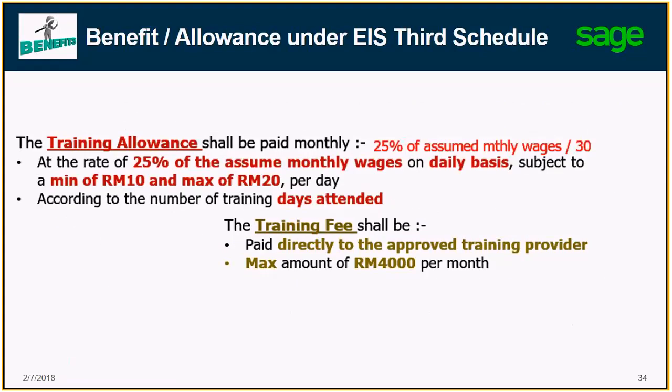Now, this training allowance shall be paid monthly, 25% of assumed monthly wages divided by 30. So at the rate of 25% of assumed monthly wages on a daily basis, subject to a minimum 10 ringgit and a maximum 20 ringgit per day. So if it goes for a number of days, for example 10 days, if you get a maximum of 20 ringgit, then you get 200 ringgit in total, according to the number of training days attended. The training fee shall be paid directly to the approved training provider at a maximum of 4,000 ringgit per month.